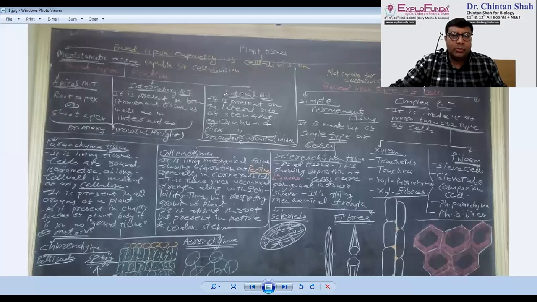So what is given? Okay, let me read it. Plant tissues, based upon the capacity of cell division, are of two types. One is meristematic tissue, capable of cell division. Based upon the location, they are of three types. Apical meristematic tissue is present in the root apex and shoot apex. Intercalary meristematic tissue is present in between the permanent tissues as well as in the internodes. These two are responsible for primary growth, that is height. Lateral meristematic tissue is present on the lateral side of the stem and root, and cambium and cork cambium are its examples. Secondary growth means growth in width.